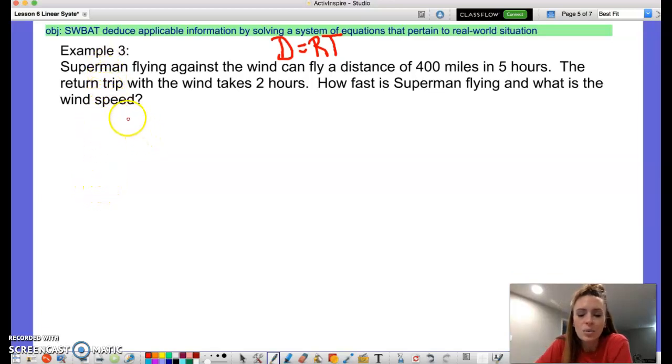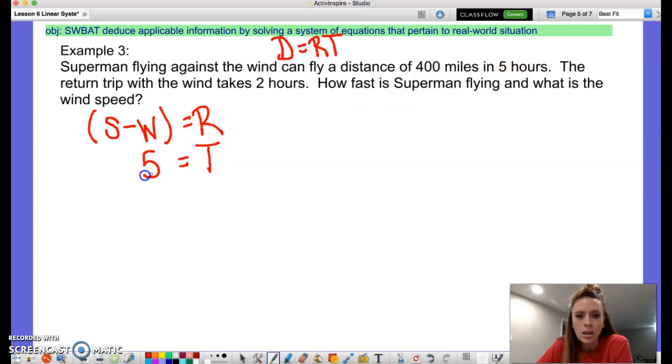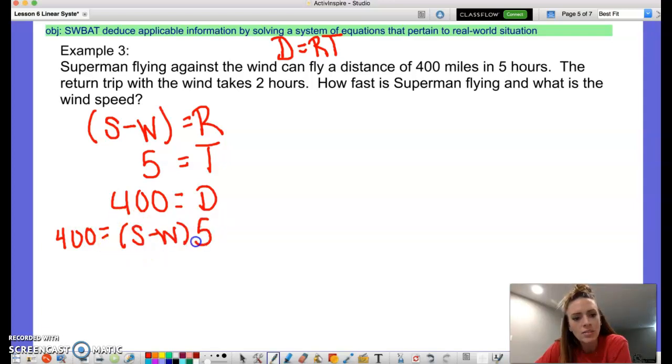So Superman flying against the wind. When Superman flies, he has a speed, right? Let's just call Superman's speed S. And then we have the wind. Now, when I'm running against the wind, it makes me go slower, right? So I need to subtract that wind speed out of there. And this is going to equal Superman's rate. Okay, it says over here that he went 5 hours. It also says that he went a distance of 400. So for this equation, we basically have 400 equals S minus W times 5, right? D equals RT.